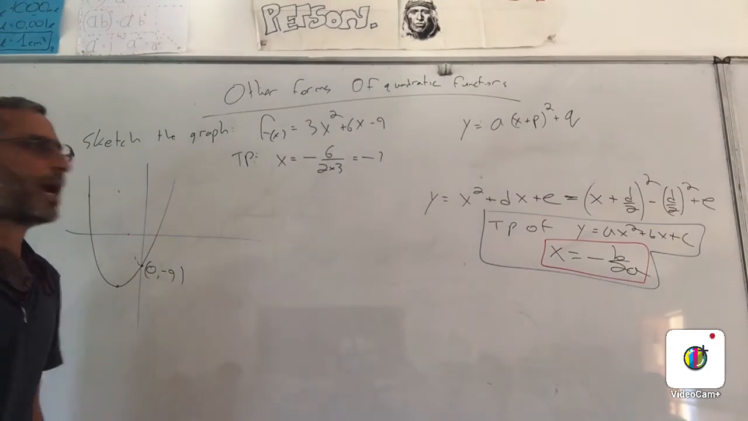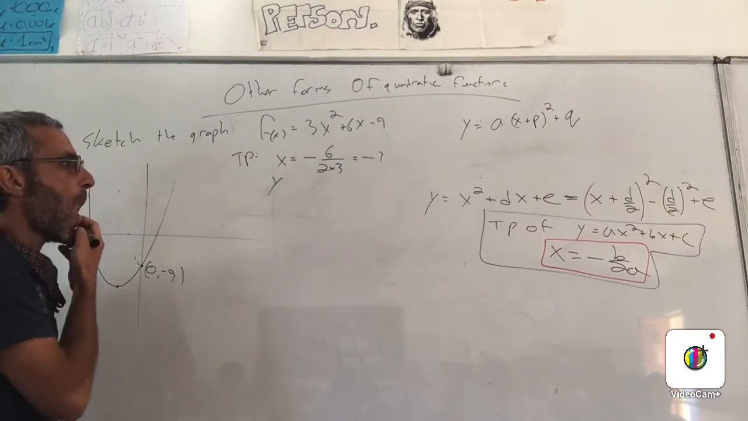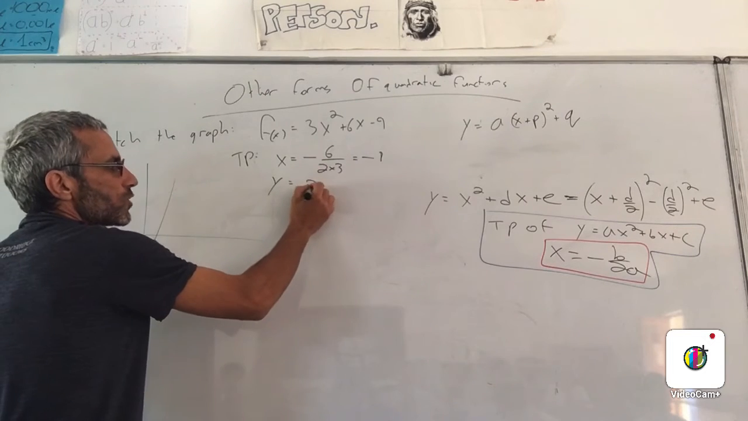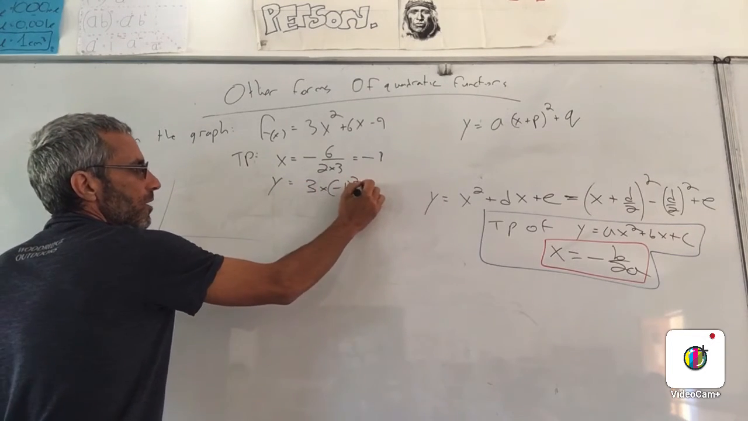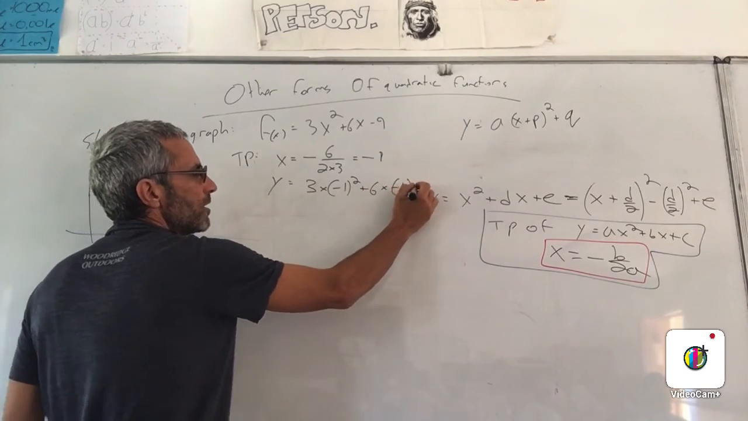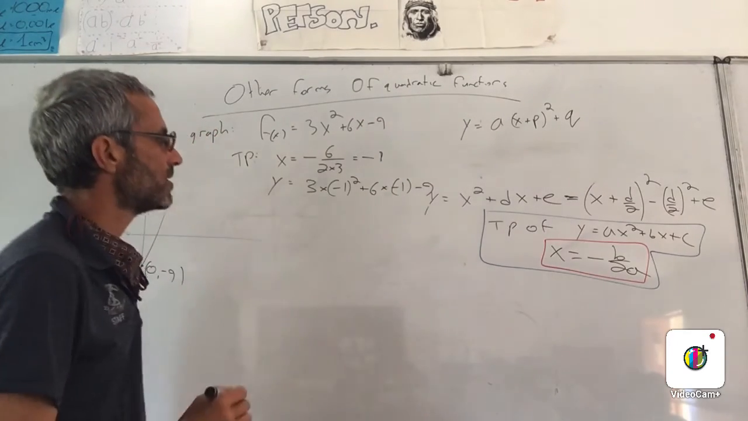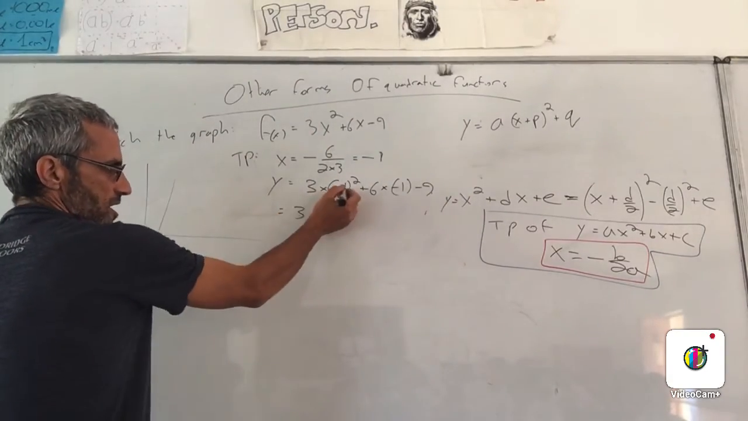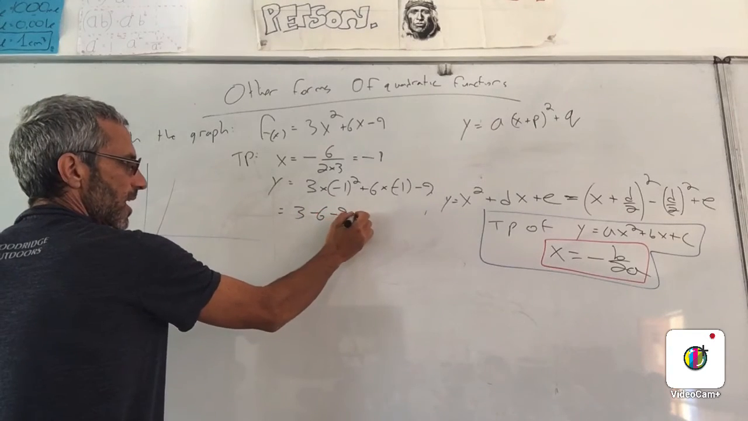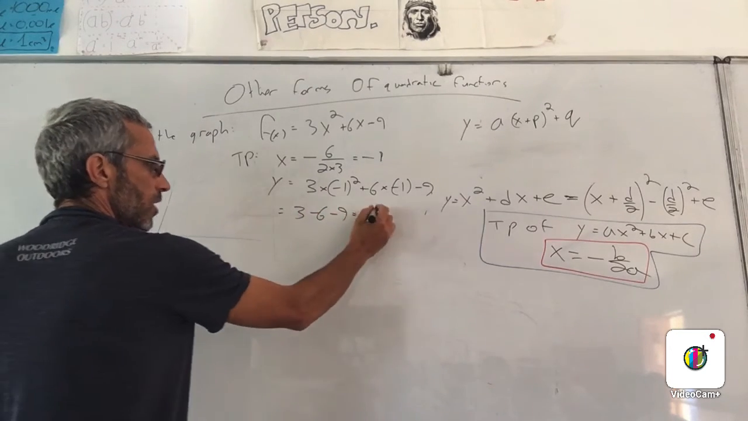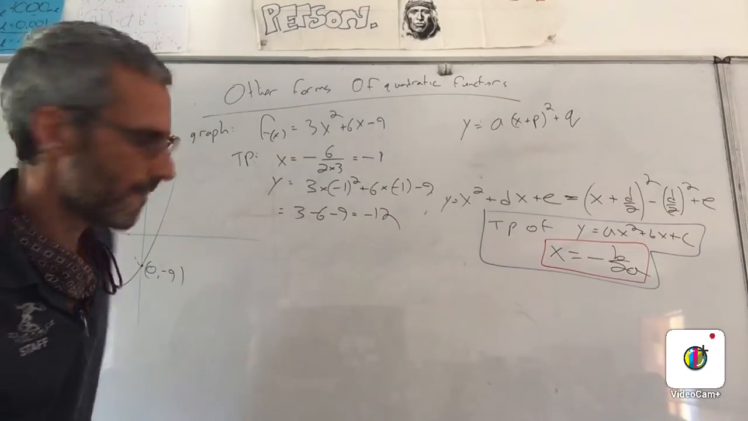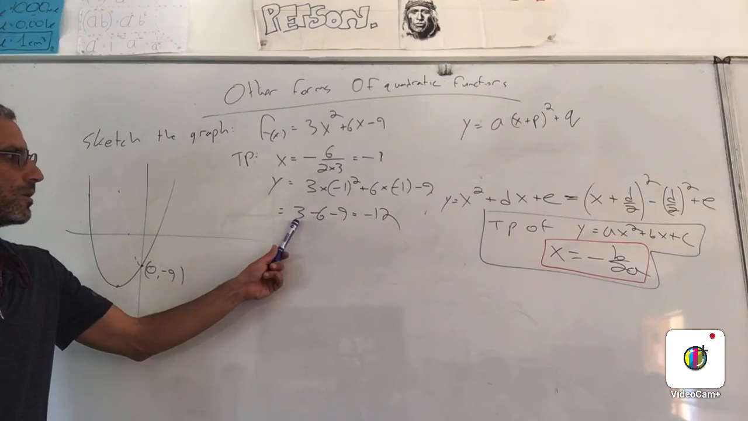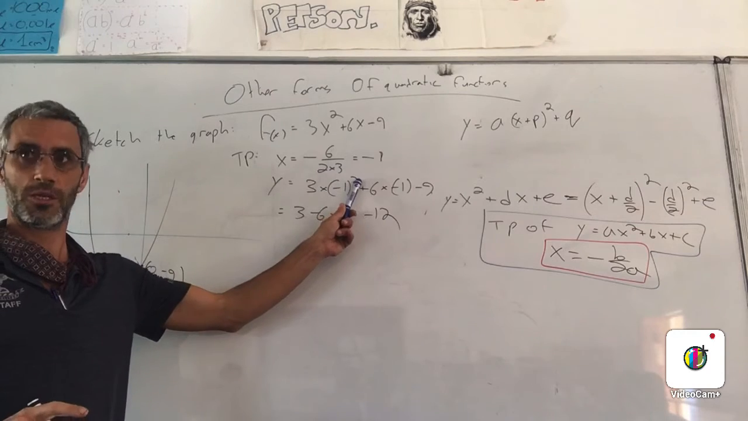Negative 1. And then I want to know what the y is. How do I know what the y is for the turning point? Substitute x with minus 1. So 3 times (-1) squared plus 6 times (-1) minus 9. Right, that is going to be 3 minus 6 minus 9. So that's going to be minus 12, I think. Just check me, please. No, that's 3, minus 6, minus 9. Oh, the square. Yeah, because this is squared.